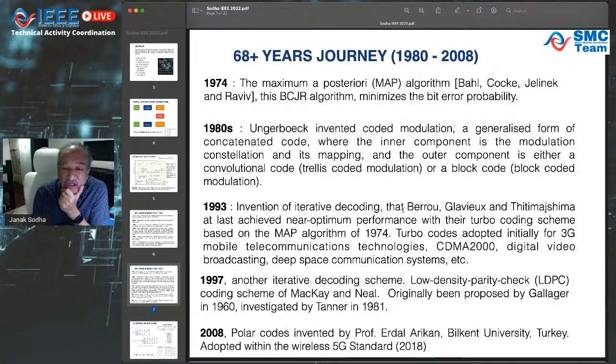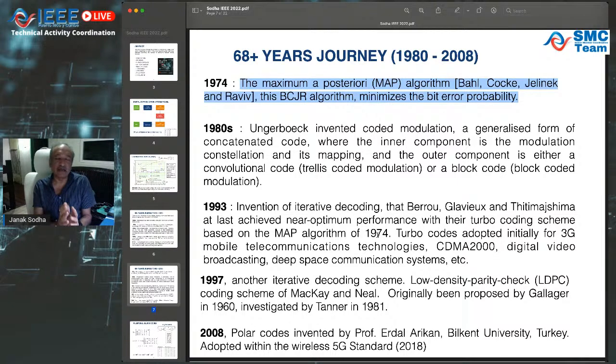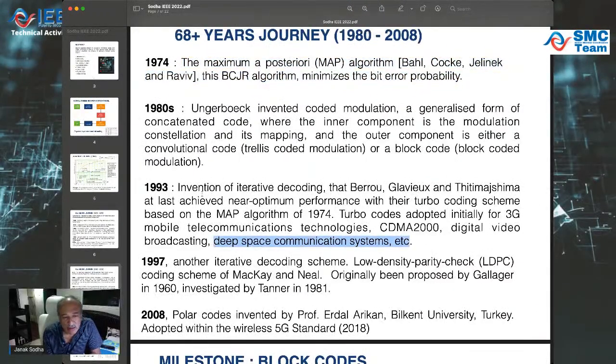It wasn't until French researchers took the MAP algorithm from 1974 and achieved near optimum performance with a turbo coding scheme based on the MAP algorithm. They were very close to Shannon's curve, and everybody thought, we've achieved it. Turbo codes were initially adopted for 3G mobile telecommunications, CDMA, digital video broadcasting, and deep space communications. Everybody looked at why this works so beautifully, and we will look at turbo codes. Very quickly, people realized that this is iterative decoding, which was a major breakthrough in the way in which decoding is done.